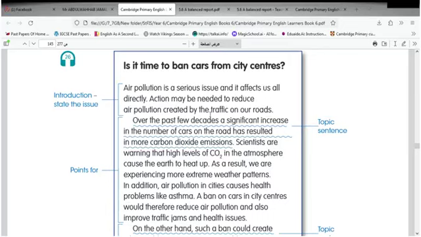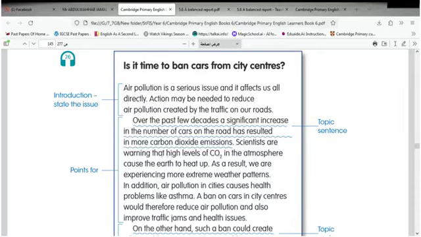Is it time to ban cars from city centres? Air pollution is a serious issue, and it affects us all directly. Action may be needed to reduce air pollution created by the traffic on our roads. Over the past few decades, a significant increase in the number of cars on the road has resulted in more carbon dioxide emissions.